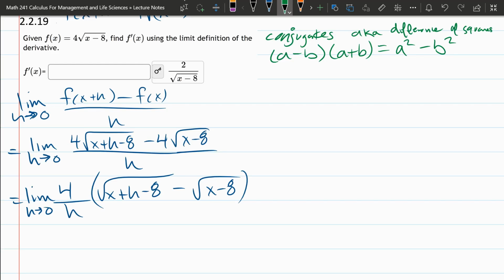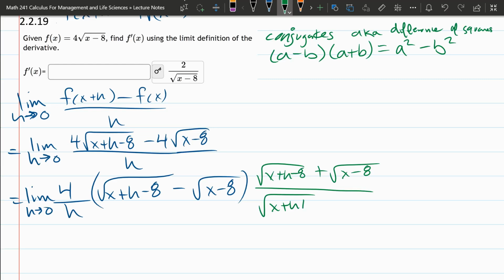So what we're going to do is multiply by the conjugate of what I just circled, the square root minus the other square root. So what's the conjugate of this? The square root of x plus h minus 8 plus the other square root, so it's the two square roots added together. But of course you can't just multiply by anything you want. You can only multiply by 1. So we're going to multiply by this very special version of 1.